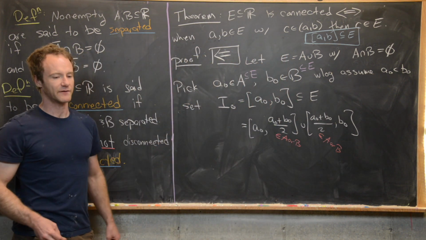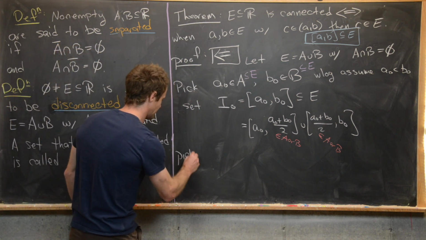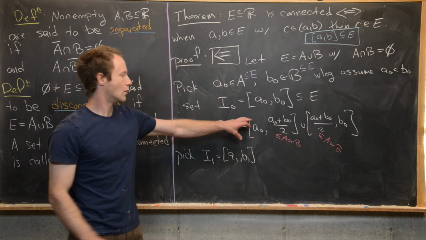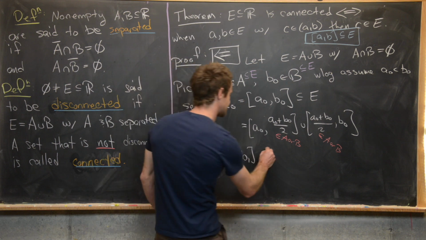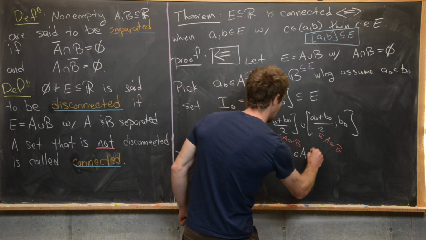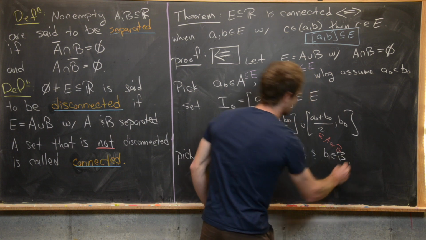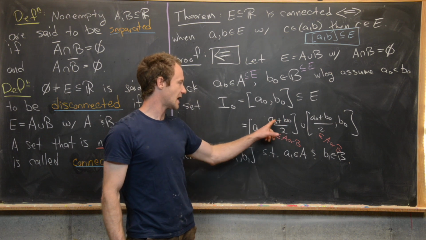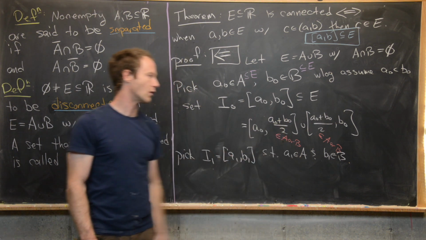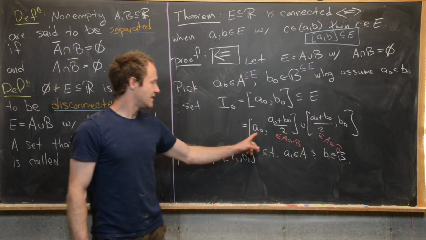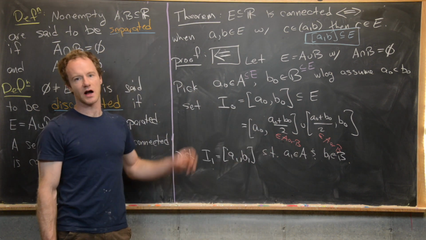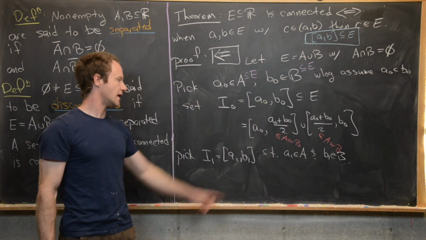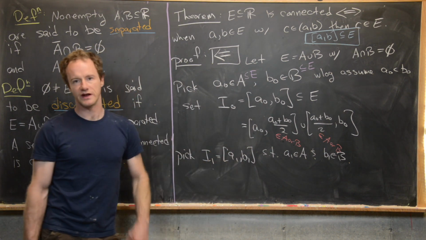And now here's the little bit of a tricky part. We want to pick I₁ to be equal to [a₁, b₁], and that is one of these halves such that a₁ is in A and b₁ is in B. So let's talk our way through that. Notice that (a₀+b₀)/2 is either in A or in B. If it's in A, then this starts at A and ends at A, so we're not good to go there. But if it's in B, then we can rename this one into b₁ and a₀ into a₁, and we've got our new interval.